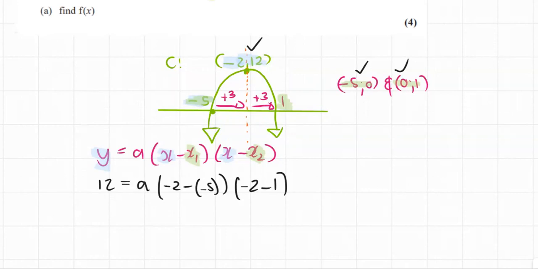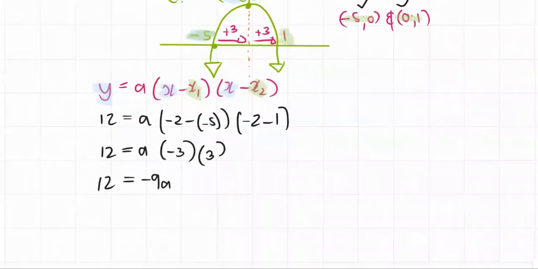I would quickly just clean this up a bit. So we have 12 equal to a, minus 2 plus 5 is minus 3, minus 2 minus 1 is 3. So 3 times negative 3 is negative 9. Negative 9a is equal to 12. Divide through by negative 9 on both sides, and a is equal to 12 over negative 9, which is negative 4 over 3.